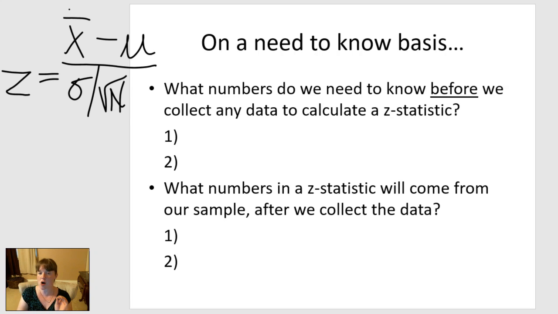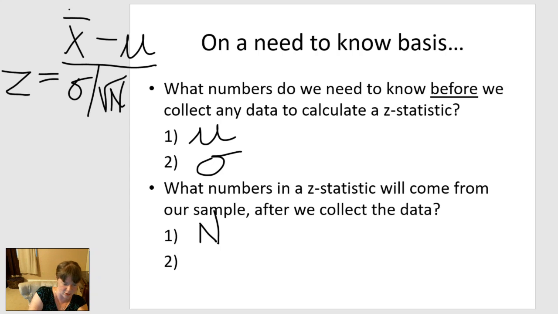So, what do I need to know about the comparison population before I collect any data? If I'm going to do a z-test, what do I have to know about some comparison population? Well, I have to know mu, right? What else do I have to know about that known population, that null population? I got to know sigma. So what numbers are going to come from your actual sample, though? What numbers are going to be generated by your actual sample of people? Well, n, right? Your one sample of people is going to dictate how many people are in your infinite number of averages. So n from your actual sample is going to go into this z statistic, and x bar.